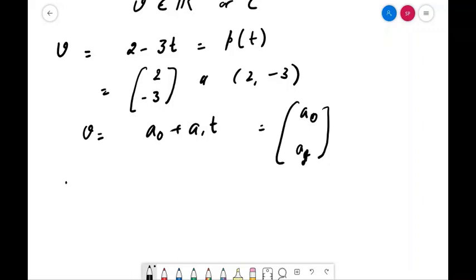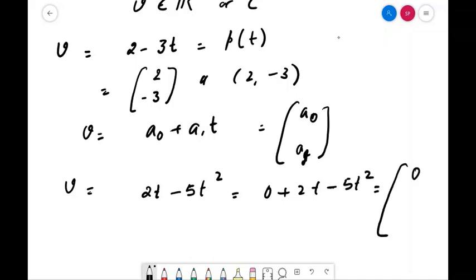So similarly, I take another polynomial. V is equal to 2t minus 5t square. Then how do I write this one? There is no constant, so in place of the constant I'll put 0. So I'll write this as a vector 0, 2, minus 5.